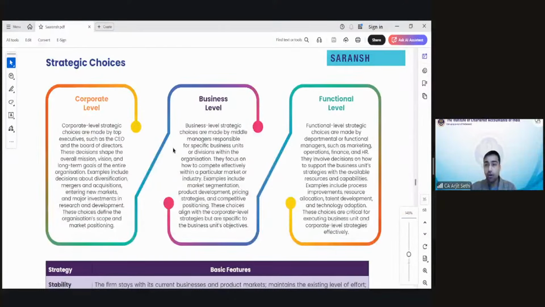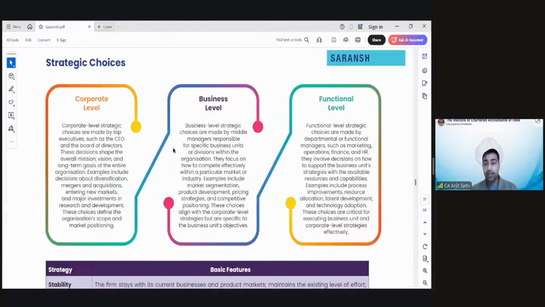3 levels of decision making in a business, which are corporate, business level, and functional level. Corporate level takes all the decisions. Business level understands what is to be done, defines who does what, and defines the scope of work. And the functional level actually works on that project.